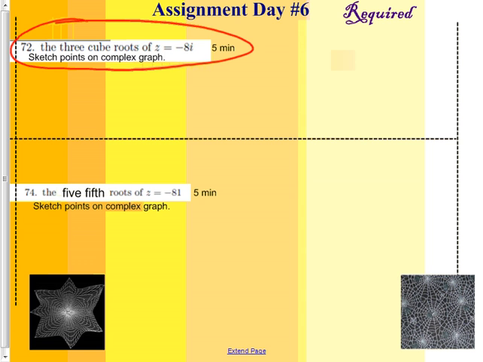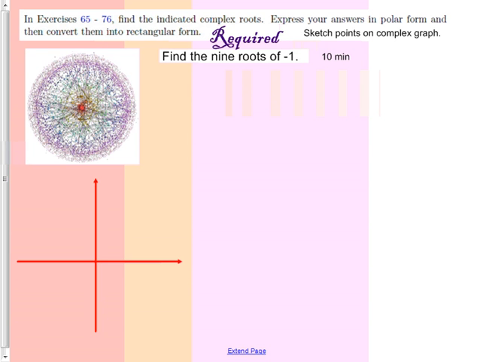Now, it might be hard to actually know exactly where square root of 3 is on a graph, for instance. You can use your calculator if you need to figure out the decimal for it, so you can at least be pretty close. Then I want you to do this one. The 9 roots of -1.